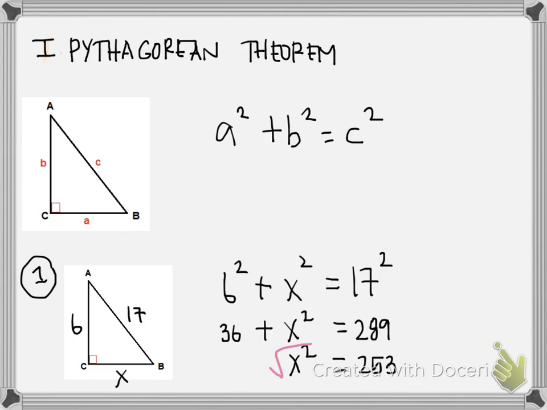So then we'll take the square root of both sides. So x is going to be equal to a decimal. It's almost 16, but what, 15.9?